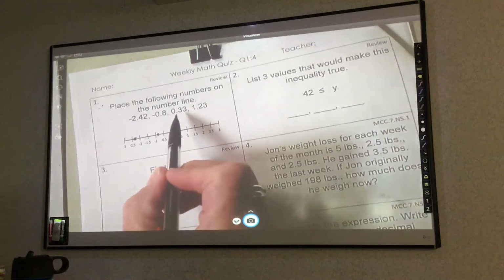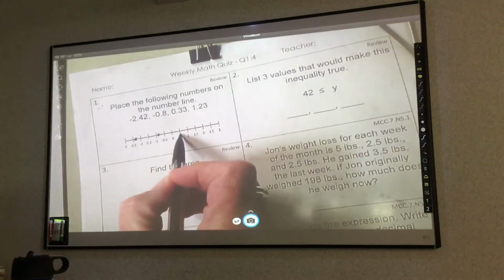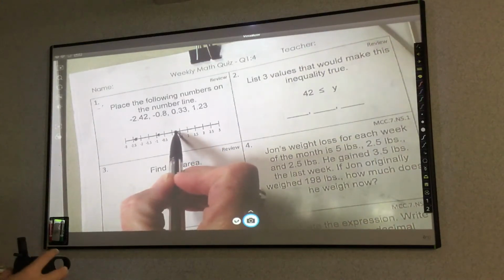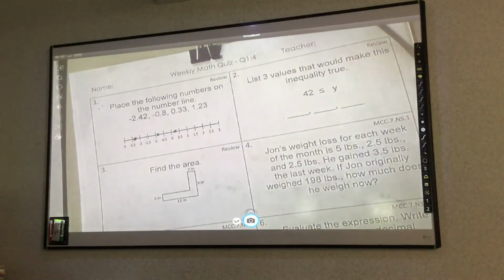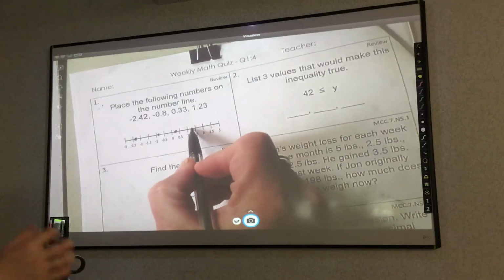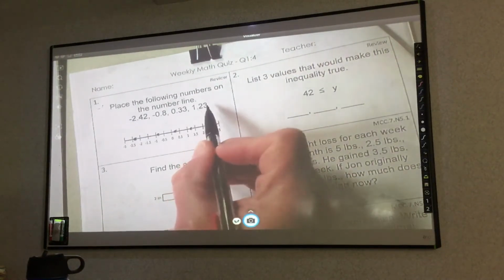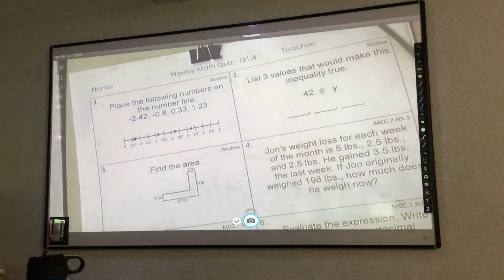Now it's a positive 33 hundredths. It is less than a half, but more than 0. It's about halfway. Well, halfway would be 0.25, right? So it's a little bit more than that. And 1 and 23 hundredths is between 1 and a half. And that's about, because 1 and 24 hundredths would be exactly half.